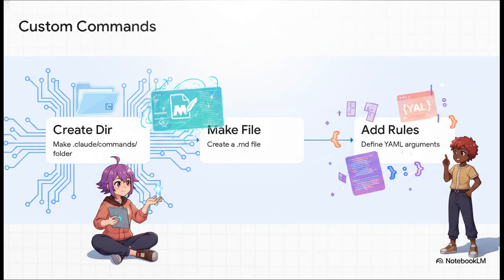By just making a markdown file and defining your YAML arguments right there in a dedicated commands directory, you can create massive shortcuts. We're talking about generating complex, standardized view components with just a single one-line command, completely bypassing a long, drawn-out Q&A session with the AI.